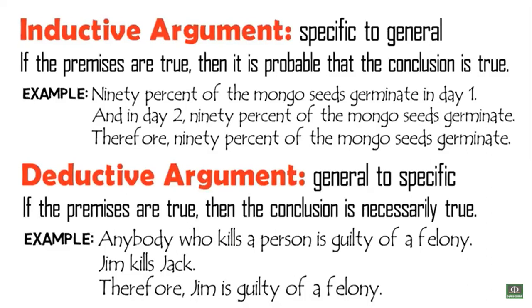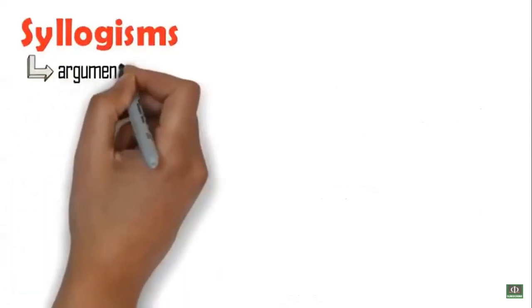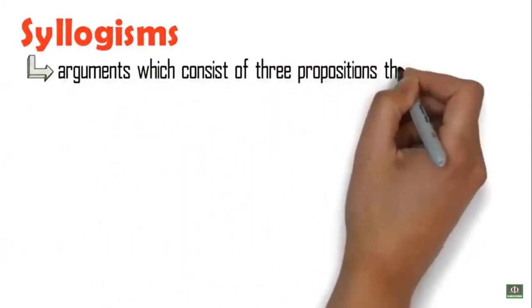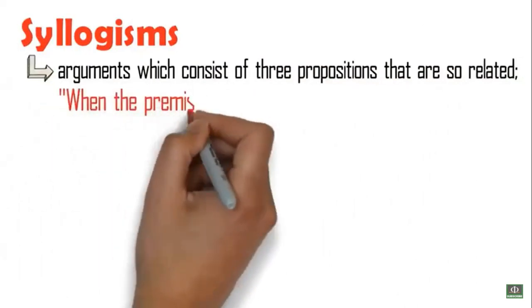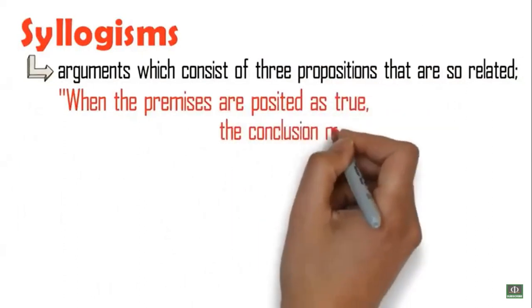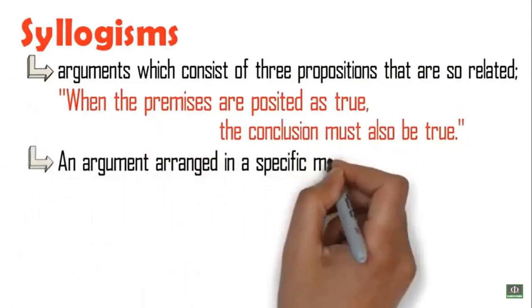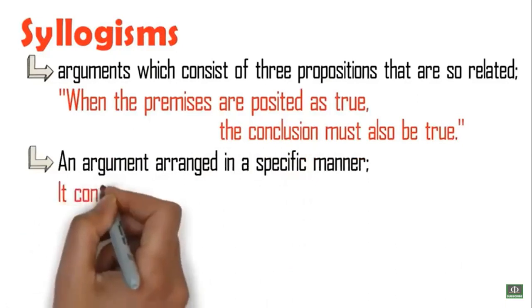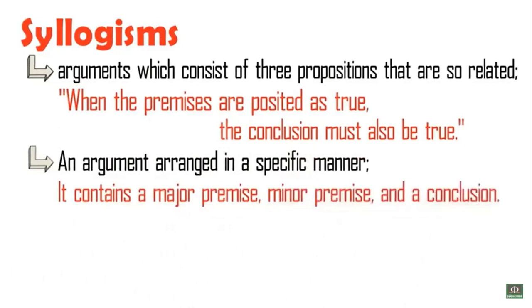Now that we already have a basic understanding of what arguments are, let's talk about syllogisms. Syllogisms are arguments that consist of 3 propositions which are so related so that when the first 2 propositions, that is the premises, are posited as true, the third proposition, that is the conclusion, must also be true. In other words, a syllogism is an argument arranged in a specific manner in such a way that it contains a major premise, minor premise, and a conclusion.